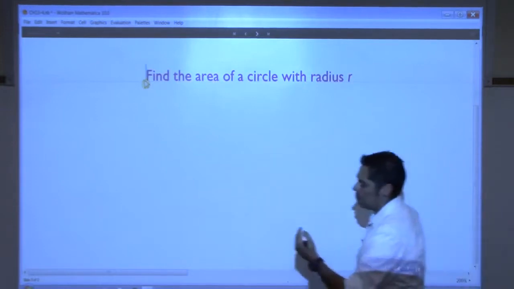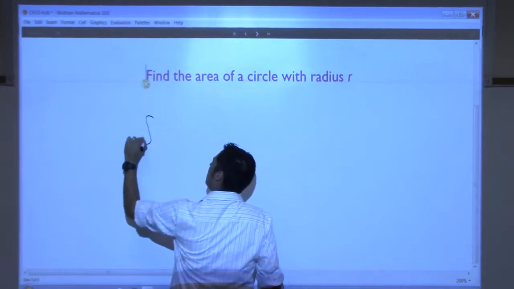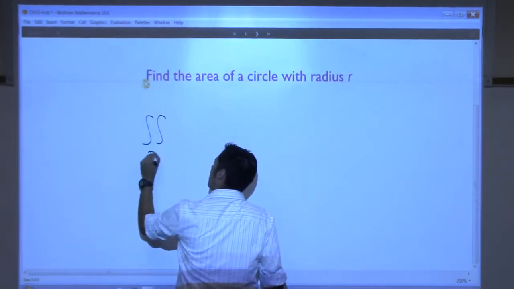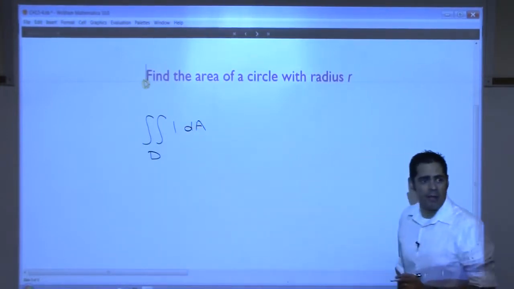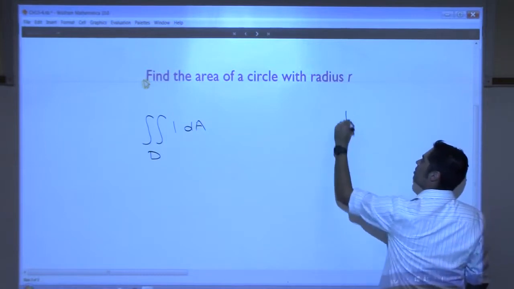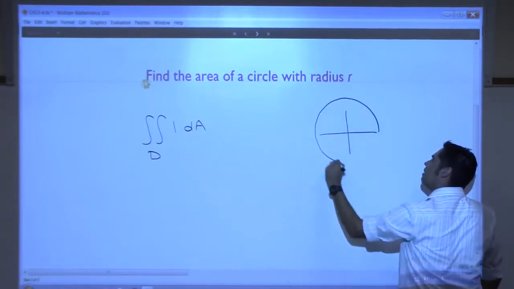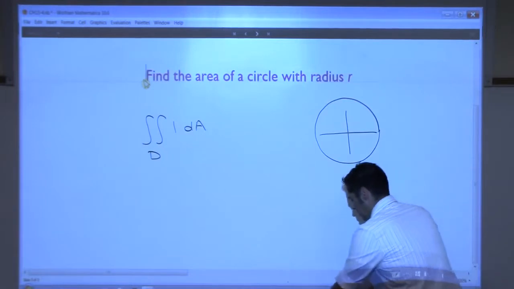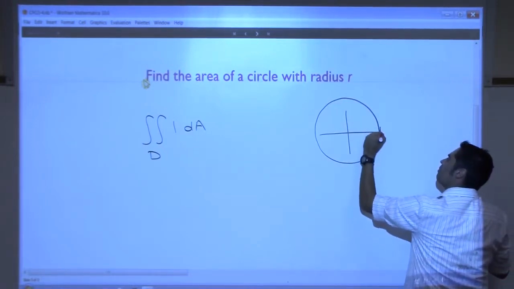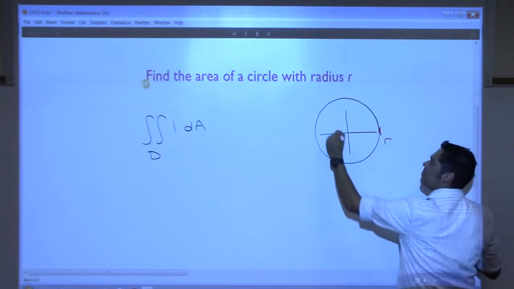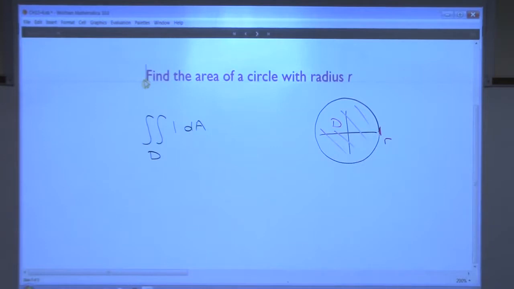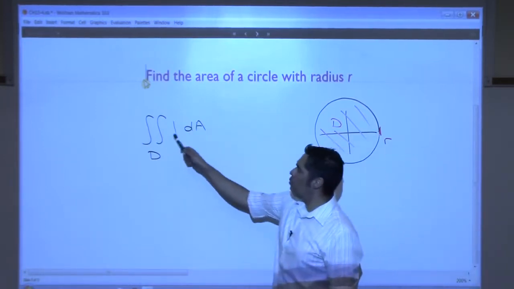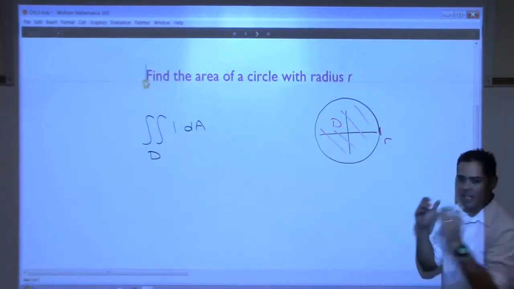Well, do we agree with this? It'll be double integral over d of 1 dA. Do you agree with that? Where d is the region bounded by this circle. This is radius r, right? This in here is my region D. Now, we all know the answer is pi r squared. I'm asking you to show it's pi r squared, right? But do you agree with that? That double integral over 1 dA of d right there is the answer I'm looking for.